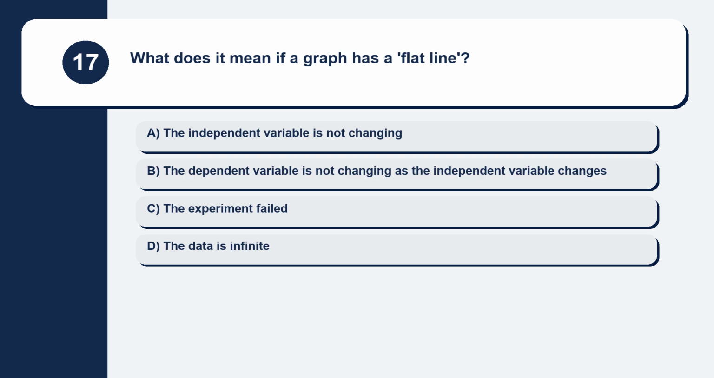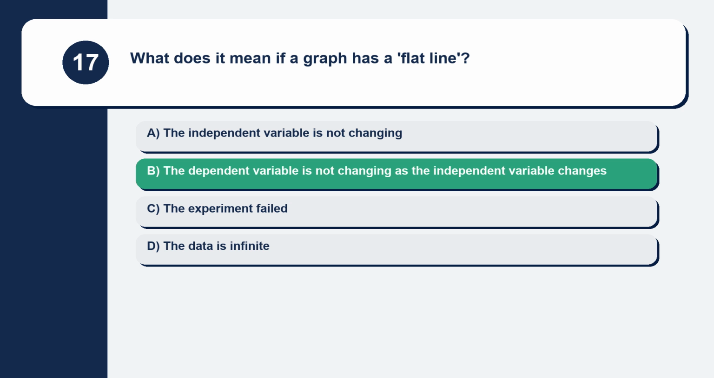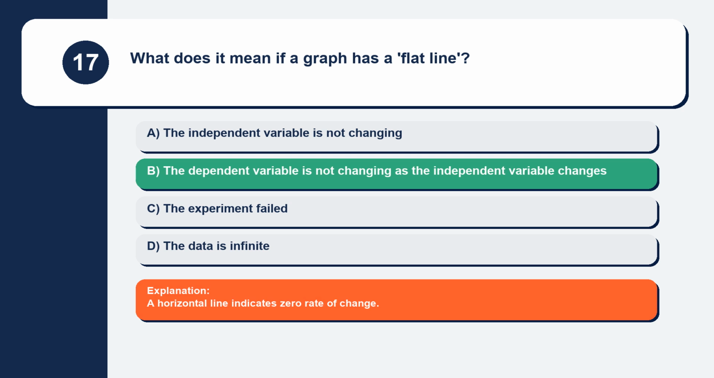Question 17. What does it mean if a graph has a flat line? The independent variable is not changing. The dependent variable is not changing as the independent variable changes. The experiment failed. The data is infinite. A horizontal line indicates zero rate of change.